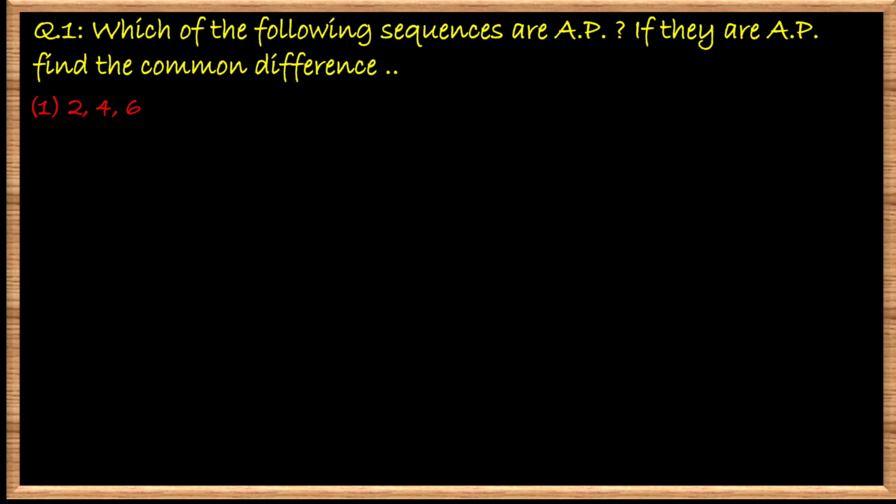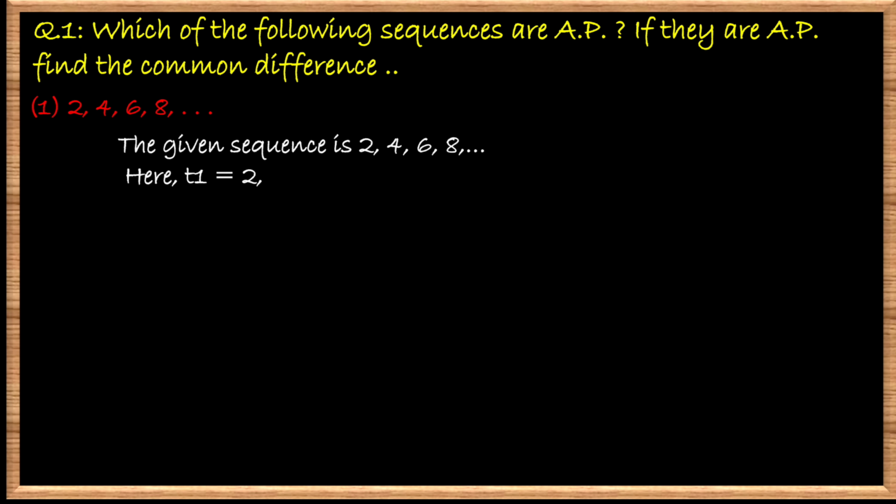So your first question. Here the first sequence which is given is 2, 4, 6, 8. How will you find out whether the given sequence is AP or not? We'll first write down the sequence. Then we'll give the term numbering: T1 is 2, T2 is 4, T3 is 6, T4 is 8. Now we'll find out the difference.